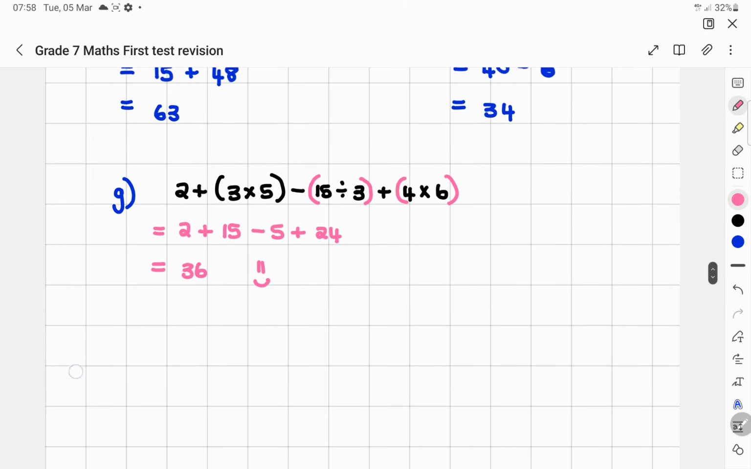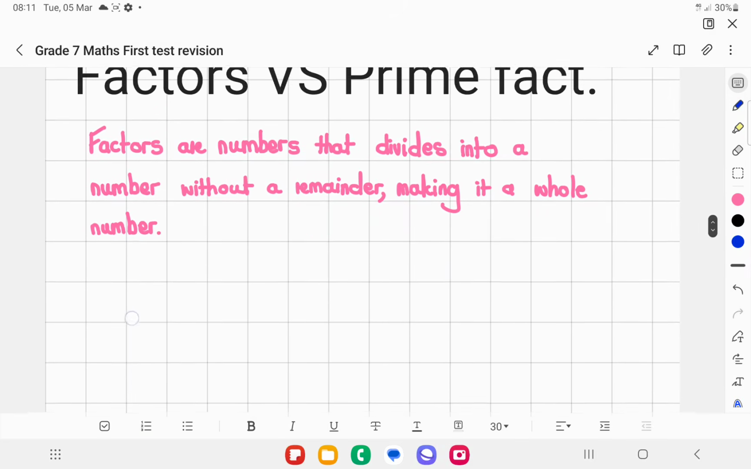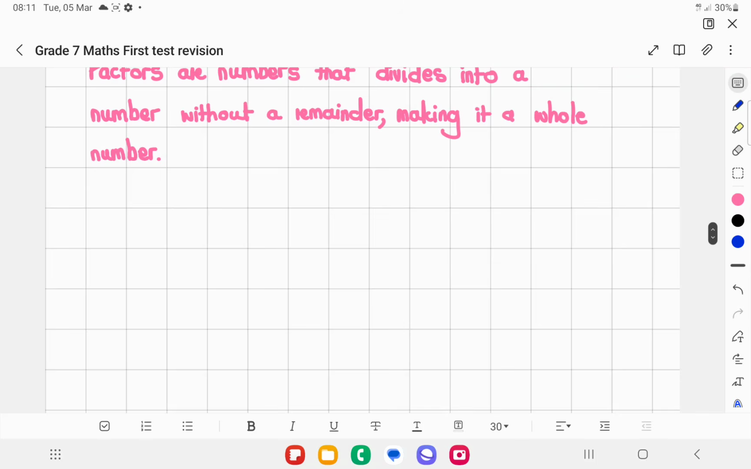Okay, were you able to do that? I hope so. Okay, and then I just want to quickly explain to you factors versus prime factors. So when they ask you what are the factors of these numbers and what are the prime factors of these numbers. Okay, so factors, I think we all know, are numbers that divide into another number without leaving a remainder. So in essence, it leaves you with a whole number. Okay, where a prime factor is just the prime numbers that a number is made up out of. Okay, so prime factors, I just want to quickly explain to you.